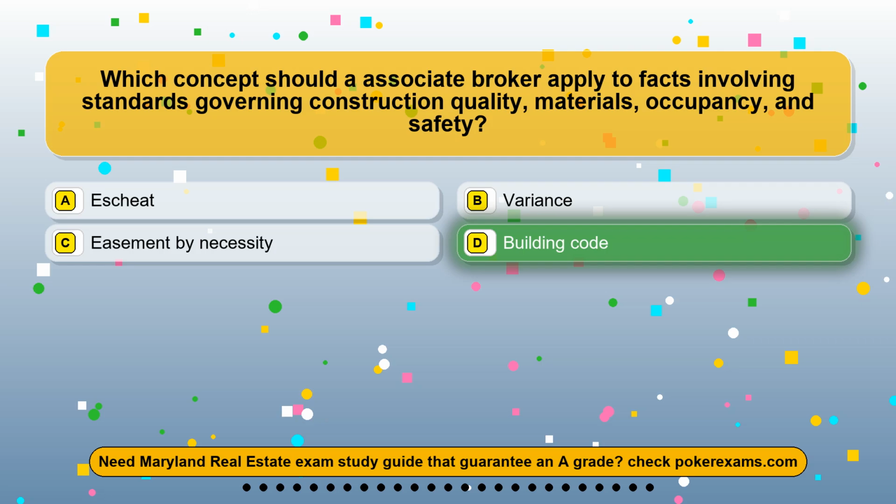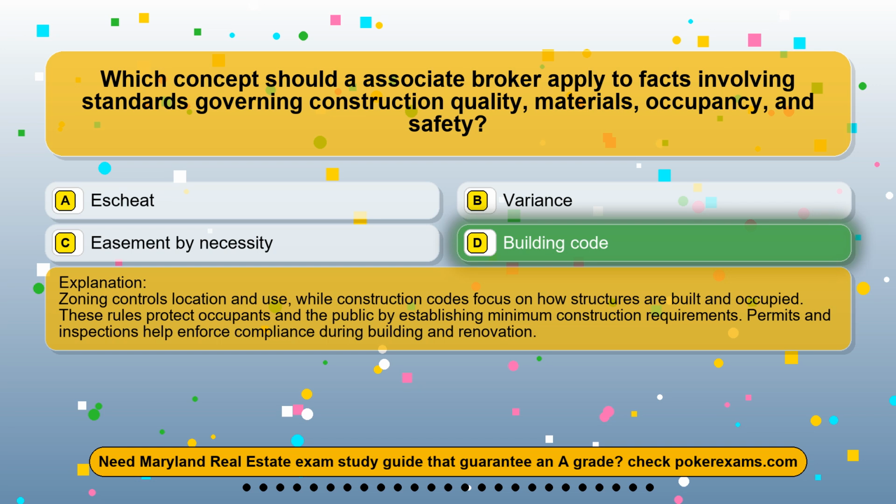The correct answer is option D, building code. Zoning controls location and use, while construction codes focus on how structures are built and occupied. These rules protect occupants and the public by establishing minimum construction requirements. Permits and inspections help enforce compliance during building and renovation.